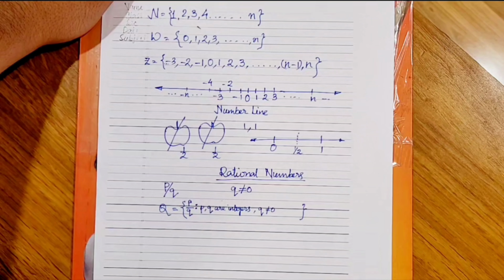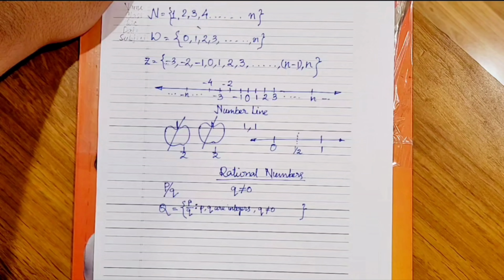So few things we should keep in mind about rational numbers. There are infinitely many rational numbers. There is no lower or upper bound of a rational number. That means there is no least or greatest value. 0, which is part of whole number set, is also a rational number because 0 divided by 1 or 0 divided by any integer gives you back 0. So that means 0 can be written in the form of P by Q.